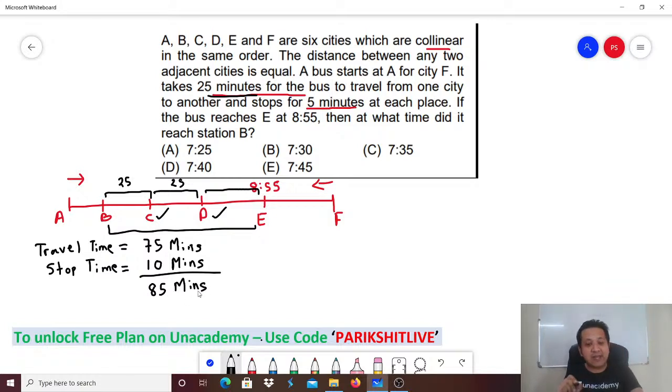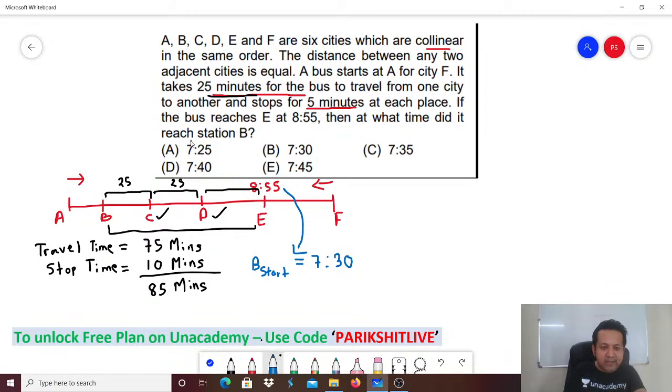So if it is 85 minutes of journey and you reached E at 8:55, it means you started from B 85 minutes ago. So what was the start time from B? 8:55 minus 85, 7:30. At 7:30 you started from B. Question is not about when you started from B. Question is rather about when did you reach B?